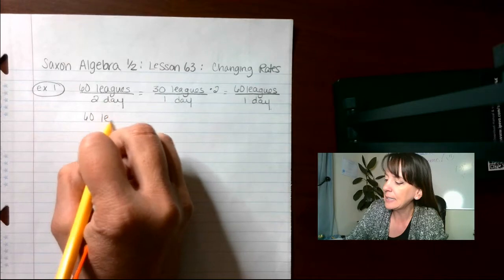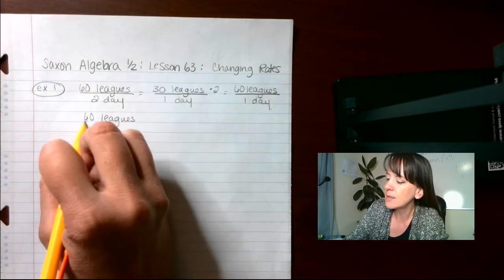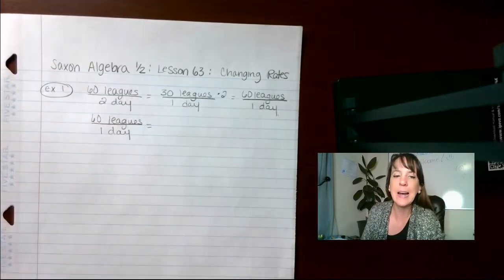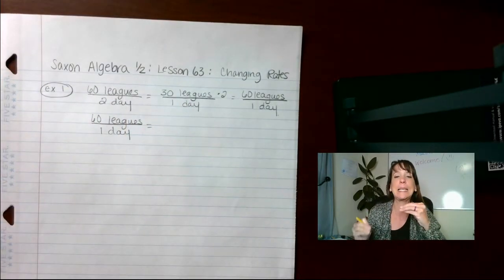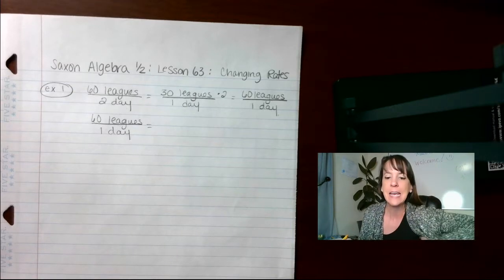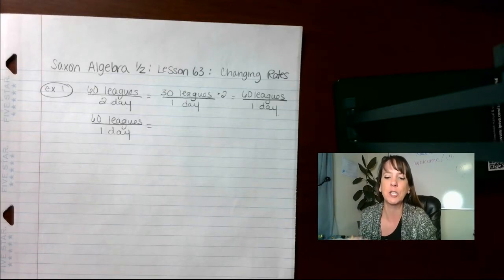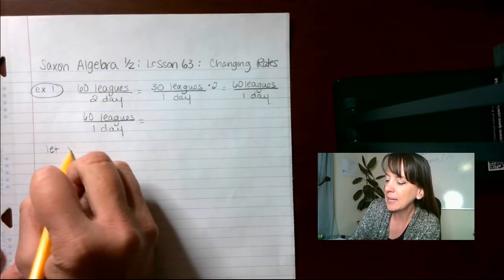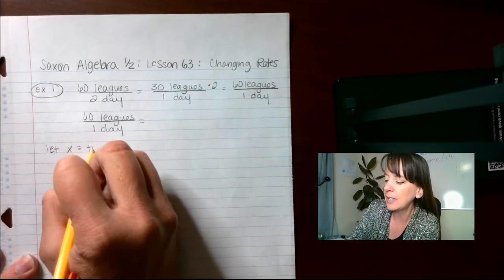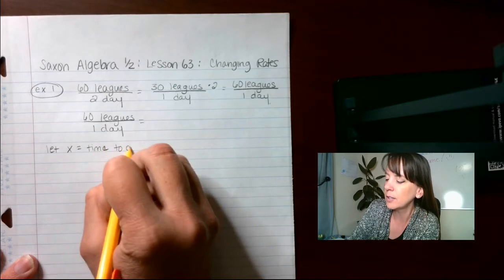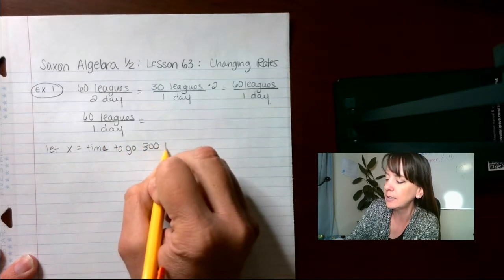60 leagues, 1 day equals. Now, before we go any further, we need to write a key. When you're doing word problems, you have to have a key. The question says, how long would it take him to go 300 leagues at the new speed? Let x equal time to go 300 leagues.